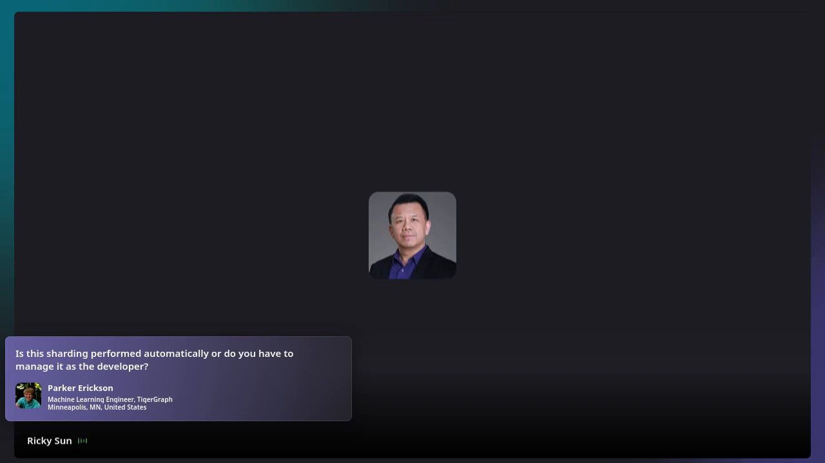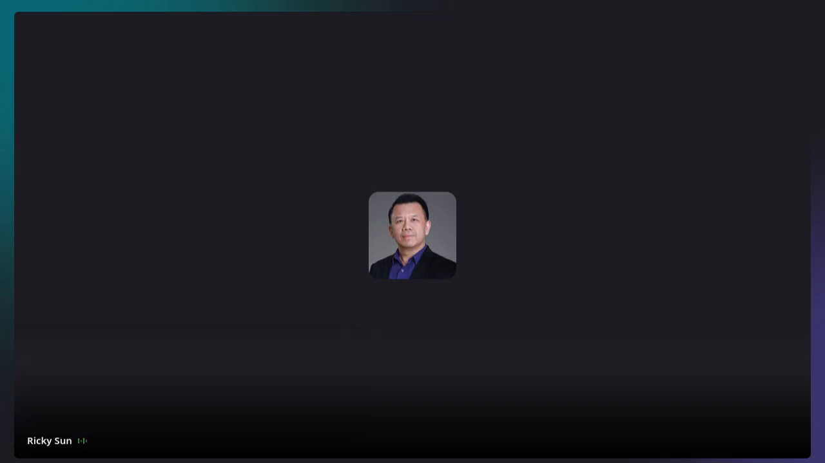Okay, I can see there is one question. Parker asked, any performance benchmarks that support the sharding logic, such as LDBC? So I'm sitting on the board of LDBC. I probably can make a little bit of comment about this.